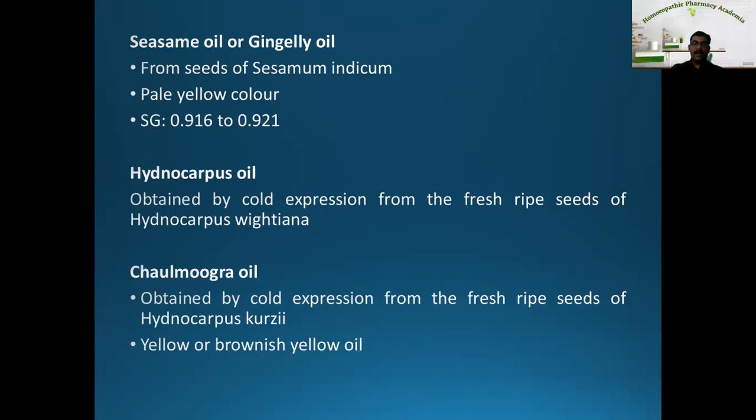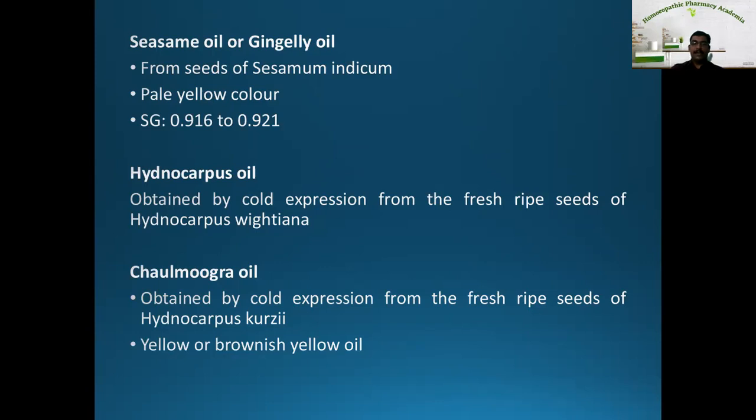Now the color is yellowish or brownish yellow, like that of hypnocarpus oil. Odor is rancid, taste is acrid, it is sparingly soluble in alcohol, that is, it is very less soluble in alcohol but soluble in benzene, chloroform and solvent ether. As in the case of hypnocarpus oil, chaulmoogra oil is also used as an external application in leprosy.